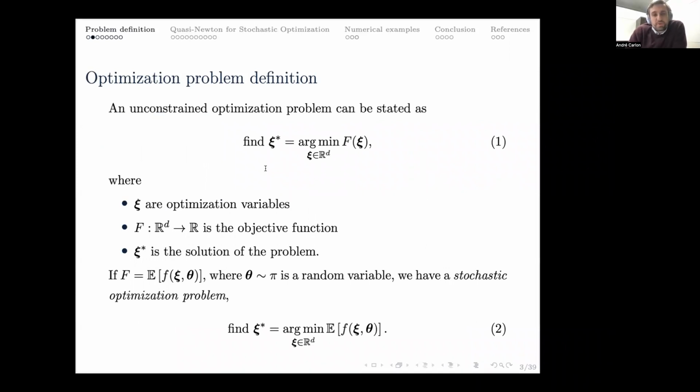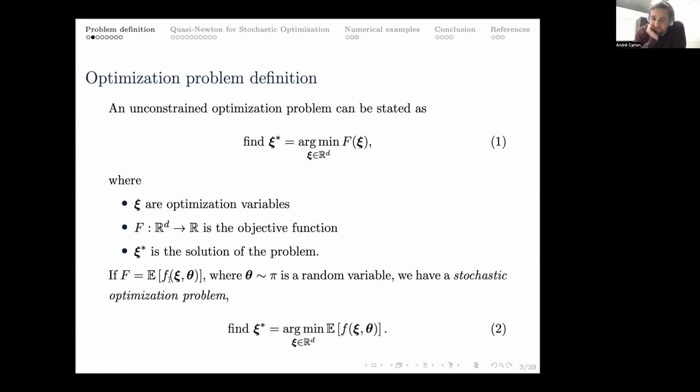Okay, so the problem that we're trying to solve here is one of finding the optimum, meaning the argument xi star that minimizes some function. So xi here will be our optimization variables, f will be the objective function that we're trying to minimize, and as I said, xi star is the solution. We're hoping to generate methods that create sequences of iterates xi that converge to xi star in some sense.